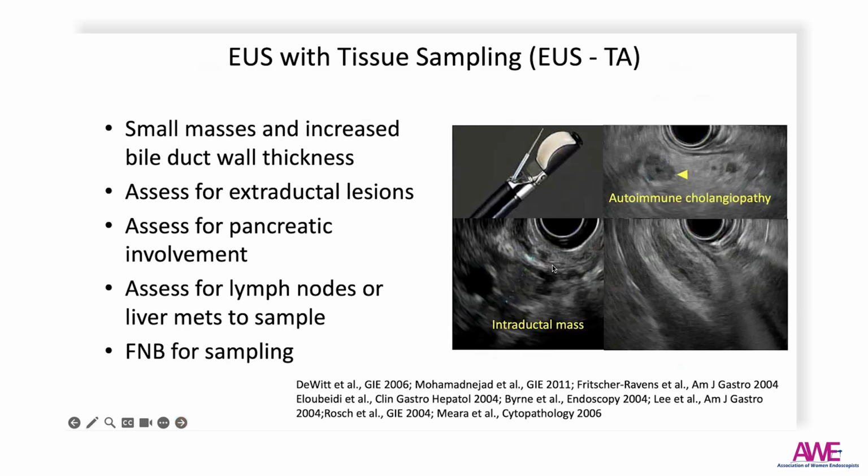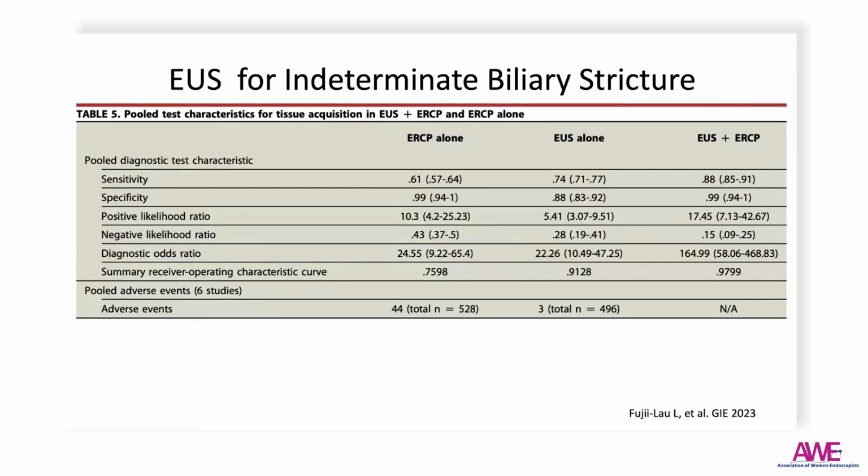These are just some images of characteristic findings of, for example, intraductal masses versus more benign autoimmune cholangiopathy, where you have a diffuse concentric thickening of the bile duct wall. In terms of diagnostic performance, this is the publication by ASGE in terms of their guidelines, and you can see here that overall it's poor sensitivities, 60 to 70% for either modality alone, but when you add them in combination, this significantly improves the sensitivity of EUS and ERCP.